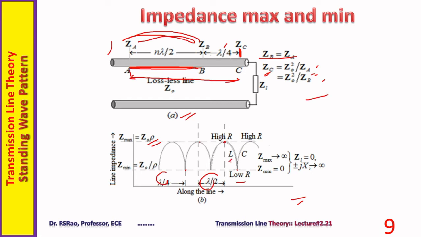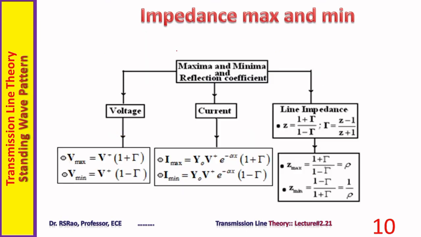Left hand side it is inductive. Right hand side it is capacitive. Z max tends to infinity. Z minimum is 0 when ZL equal to short circuit, open circuit or pure reactance. Some more information. Maxima and minima and reflection quotient. The relation between voltage maxima and reflection quotient. The relation between voltage minima and reflection quotient. The relation between current maxima, current minima and reflection quotient. Similarly, line impedance maxima, minima and all.